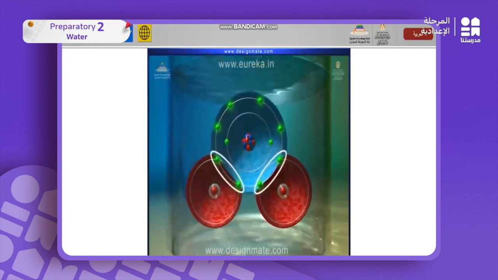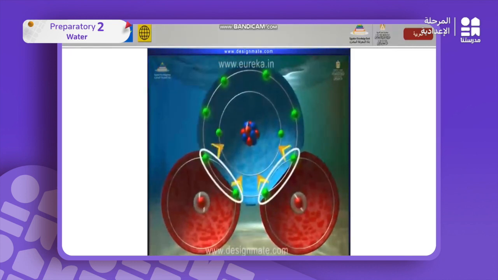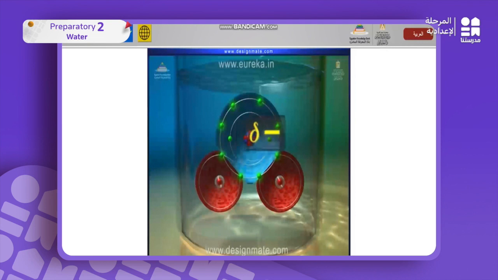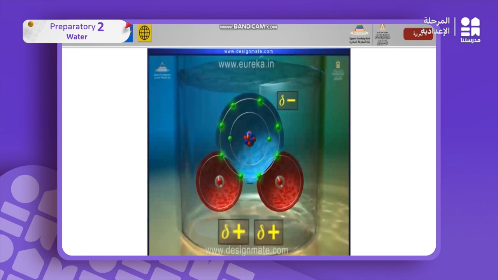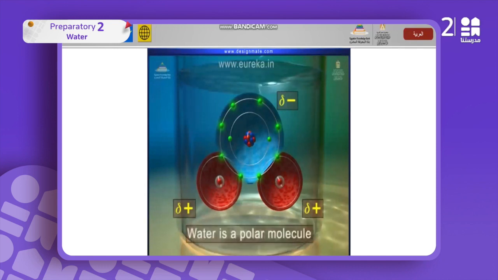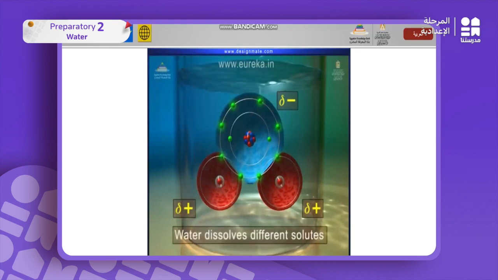But this sharing is not equal because the oxygen molecule, being highly electronegative, attracts shared electron pairs towards itself. Therefore, a partial negative charge is formed at oxygen end, and consequently, a partial positive charge is developed at each hydrogen end. Molecules with partial positive and negative ends are said to be polar. Hence, water is a polar molecule, and this polarity gives water an ability to dissolve different solutes.